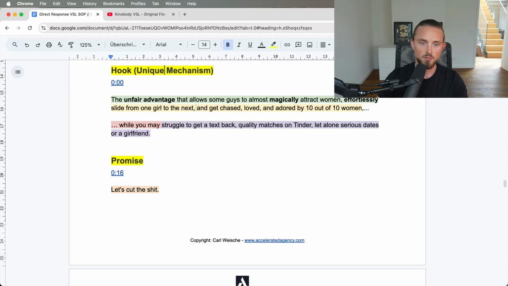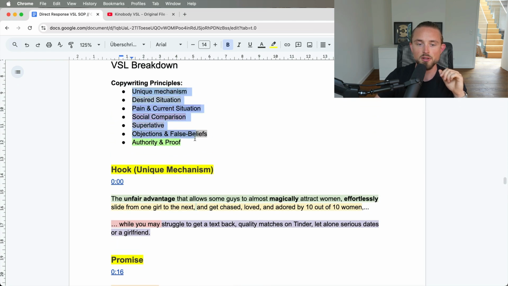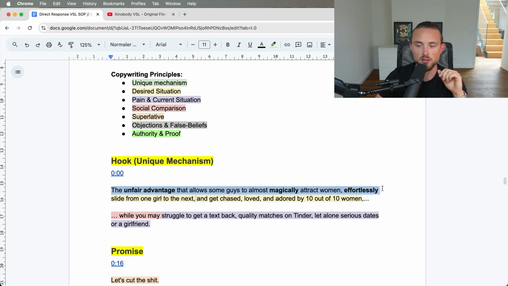Let's cut the shit. So we've just watched the hook, right? And here we've used different color grading to make it easy for you to understand what to do when. We start with the unique mechanism, which is essentially this whole unfair advantage that allows some guys to almost magically attract women. And then we move into the desired situation: effortlessly slide from one girl to the next, get chased, loved, and adored by 10 out of 10 women. And then we switch to the viewer, saying "while you," and we talk about the pain and current situation: while you may struggle to get a text back, quality matches on Tinder, let alone serious dates or a girlfriend.